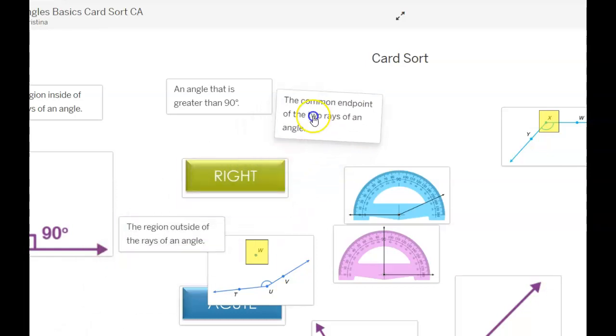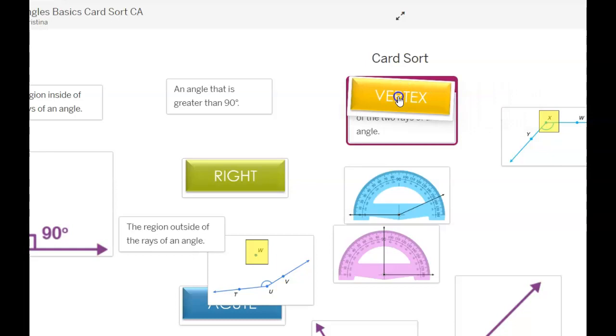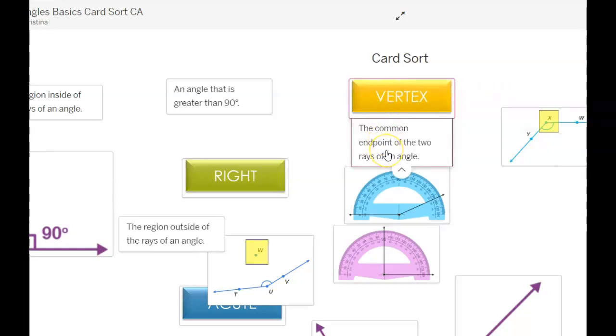And so this one says here the common endpoint of the two rays of an angle. That's our vertex. So I'm going to grab that card, and if I want to match it up, I want to put it right over top of it till you see it kind of change color. And then when you let it go, they're connected together. Right? So there should be two pictures for most of these words. So right angle, vertex only has one, but the different types of angles, you should have two. And then something like vertex, interior, exterior has one.